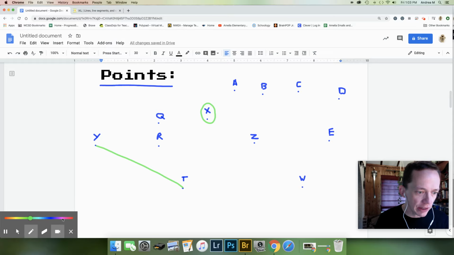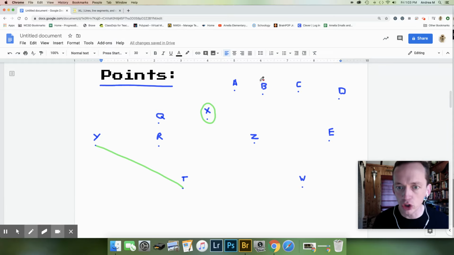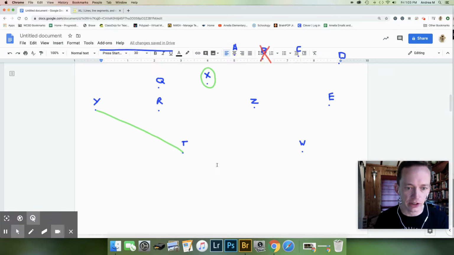For example, if I said, all right, let's put an X on point B, you know what I'm talking about right here. Before, without the labels, you had no idea what point I was talking about. These labels make it very easy to identify these points, okay? Points are the basics, right? So let's take a look at the next one here.